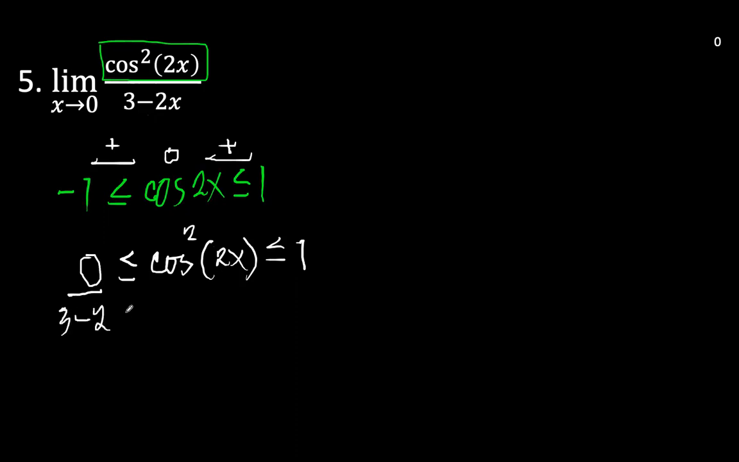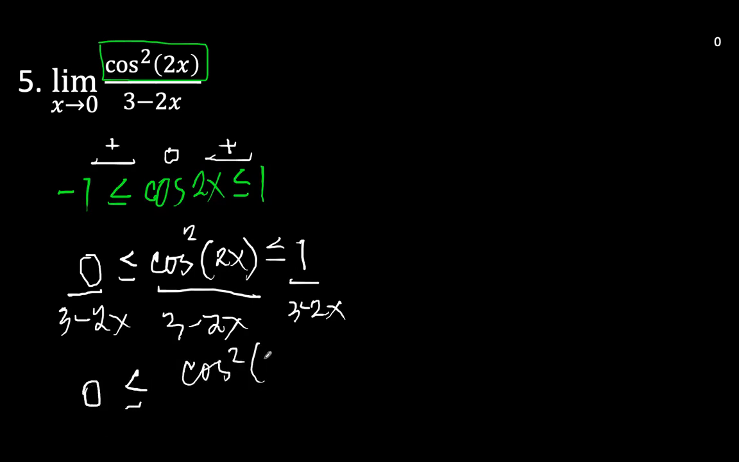So 3 minus 2x all over 3 minus 2x and over 3 minus 2x. Okay, so here, let's simplify if we can. So 0 over 3 minus 2x is 0. All right, and cosine square of 2x over 3 minus 2x, for now we can't simplify this yet, because it's already simplified, right? Okay, so what's the next thing to do?